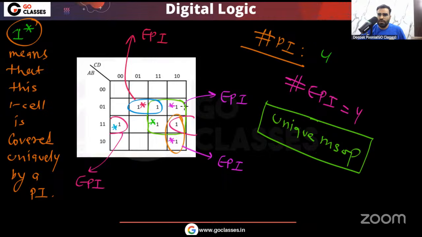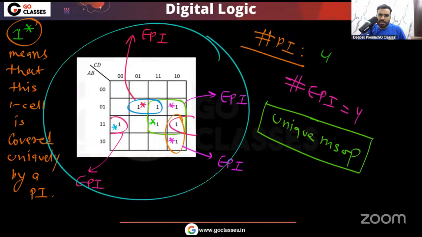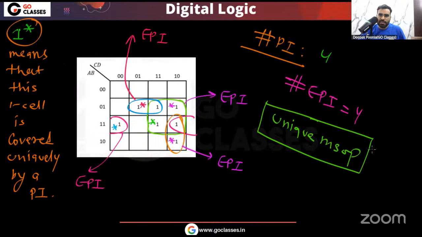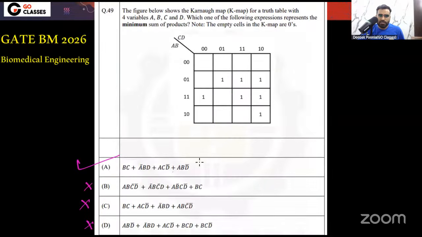But if it does not happen that all the EPI are covering all the one cells, then remember we may or may not get unique minimal SOP. So this is just a one-way theorem that if all the EPI collectively cover all the one cells, then definitely we will get unique minimal SOP. Okay, for this question we will get unique minimal SOP. That is what the question is asking. So the answer will be option A. Okay, very easy question. I hope you understood.